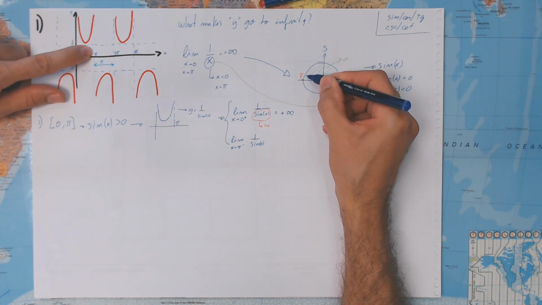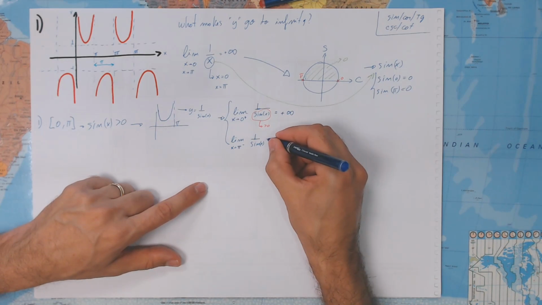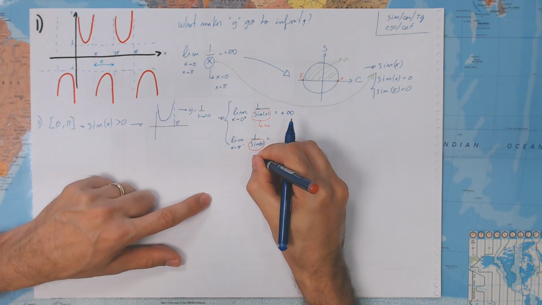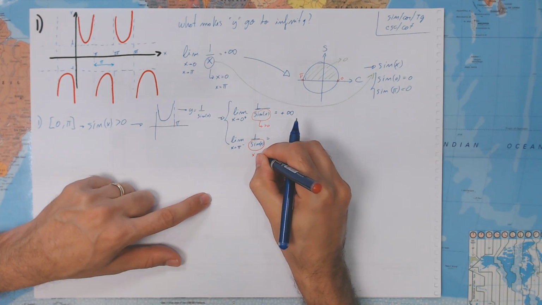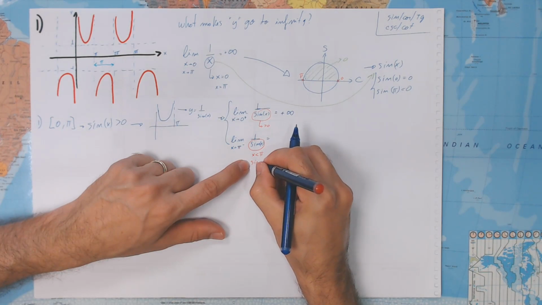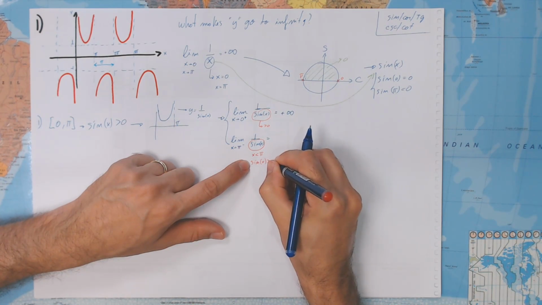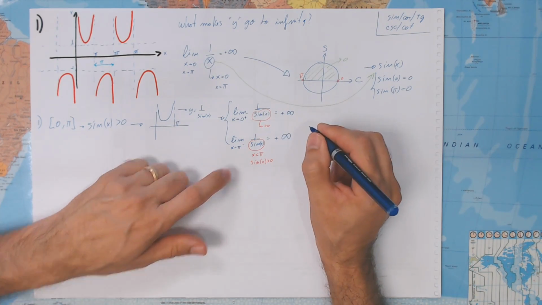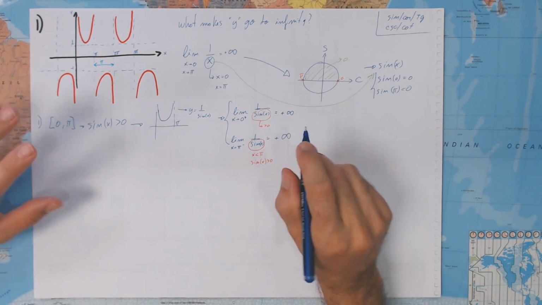We are in here, but we are on the positive side, and the sign of x is still going to be positive, because x is going to be less than pi. Therefore this is going to be plus infinity. Well, the first part is done.